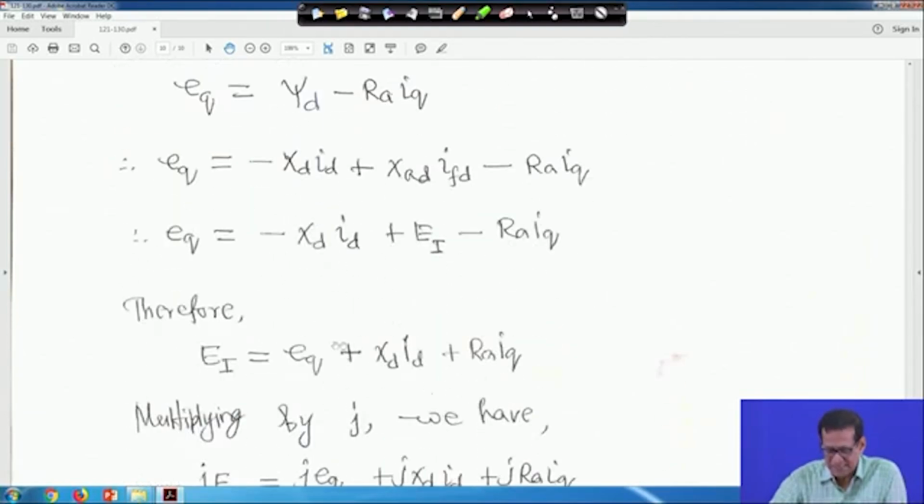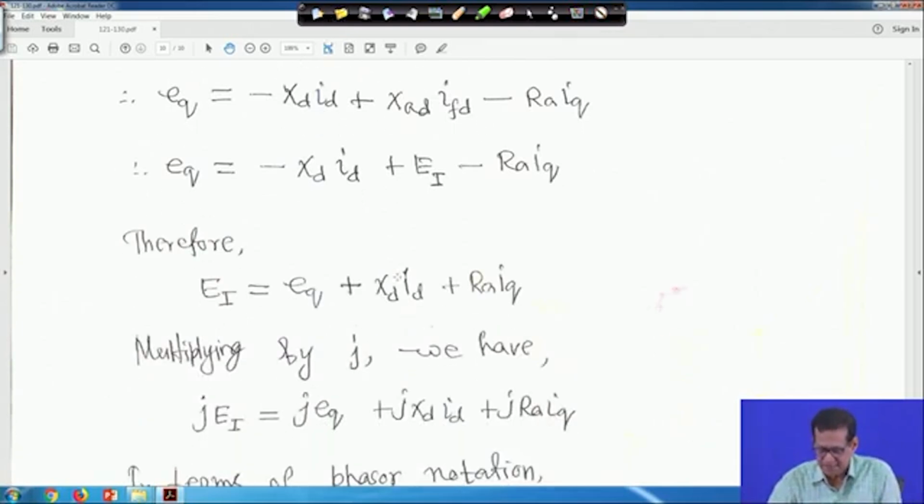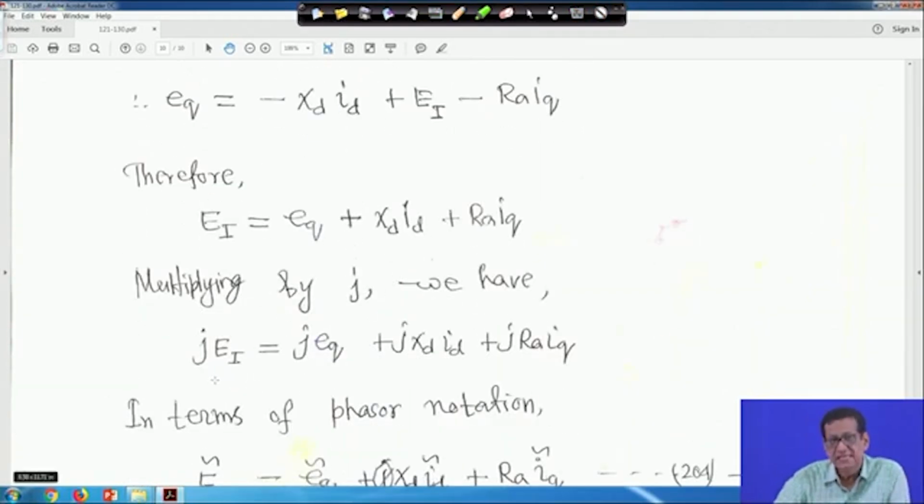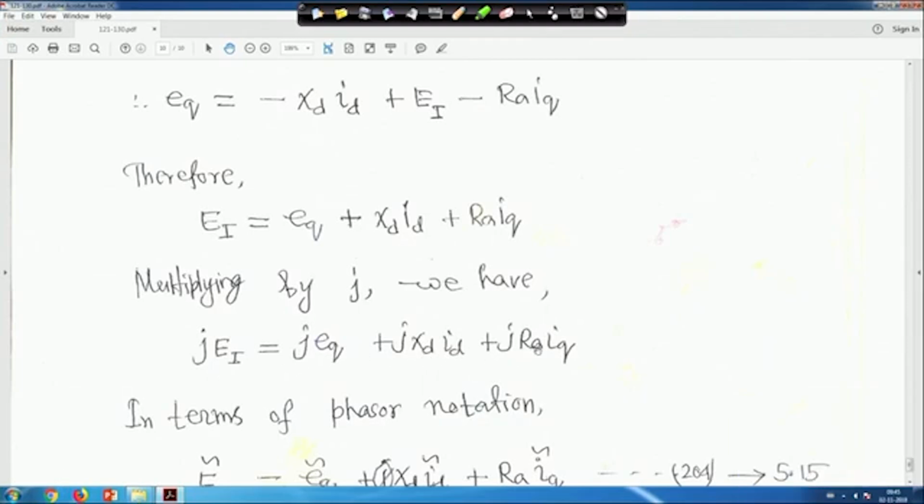Therefore, E_I is equal to E_Q plus X_D I_D plus R_A I_Q, right. From this equation it is coming, E_I is equal to E_Q plus X_D I_D plus R_A I_Q, right. Now multiply both sides by j, that is the complex operator. If you do so, it will be written as jE_I is equal to jE_Q plus jX_D I_D plus jR_A I_Q, right.